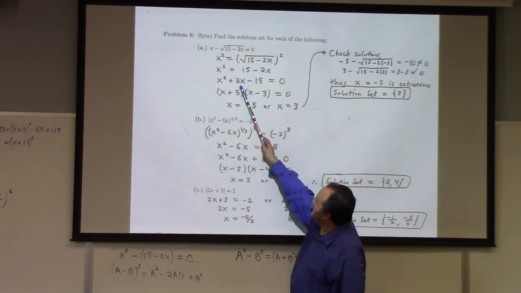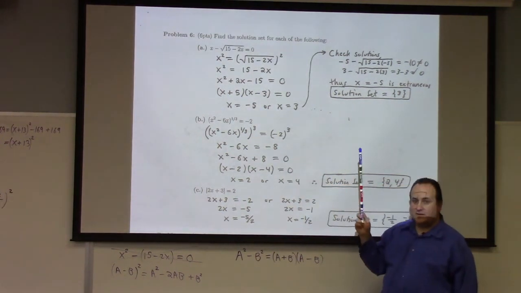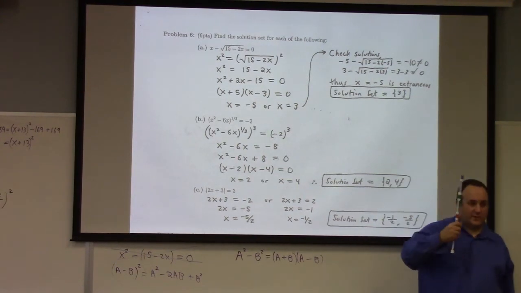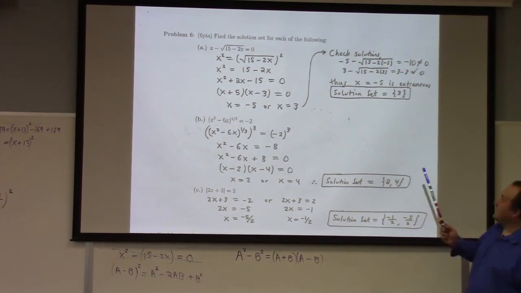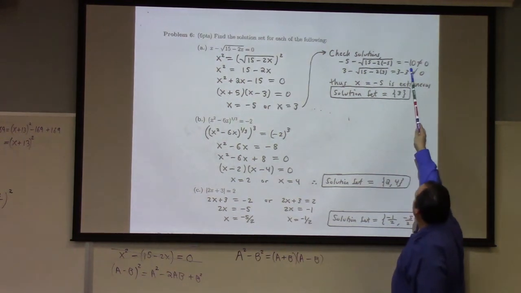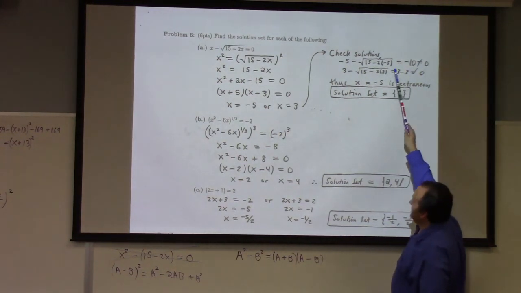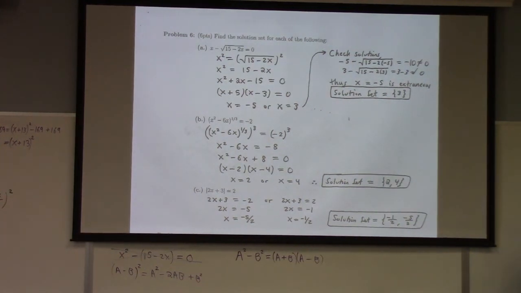Anyway, so I factor, I get minus 5 or 3 as my solutions. But with this kind of problem, whenever you square the equation, you have to be leery that maybe you've added a solution which is not really a solution, right? A so-called extraneous solution. That is the case here, because if you check, when we try minus 5, it doesn't work. It gives us minus 10, which is not equal to 0 when we plug it into the equation. So in fact, only 3 is the legitimate solution here. So technically, the solution set is 3.